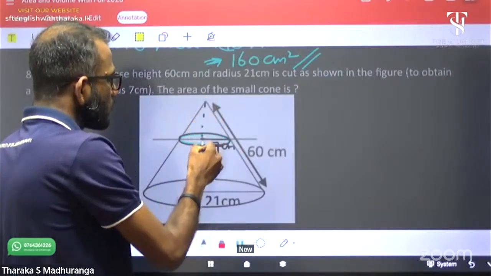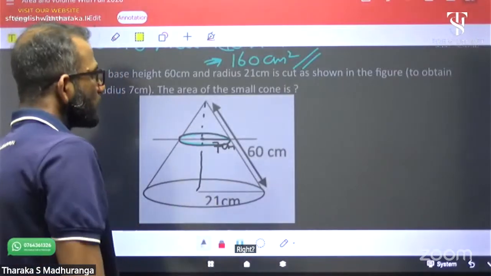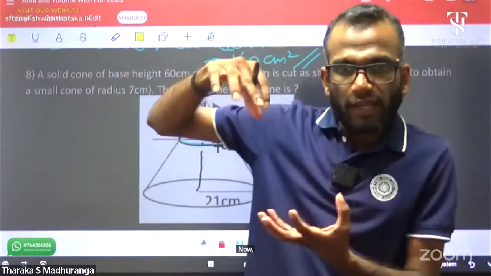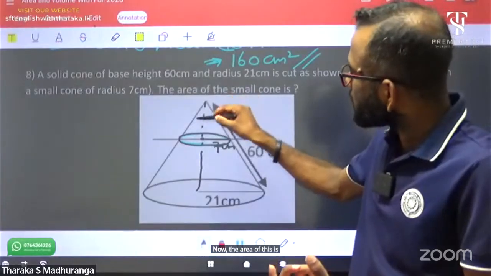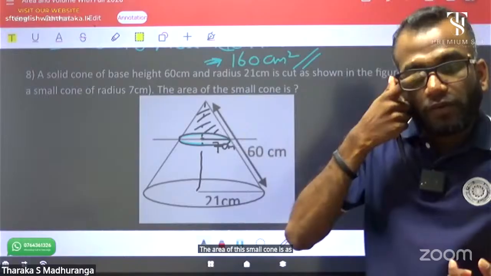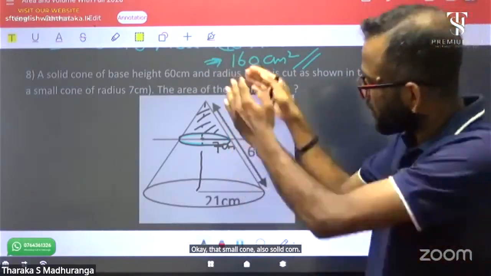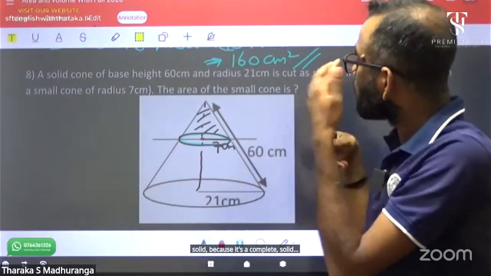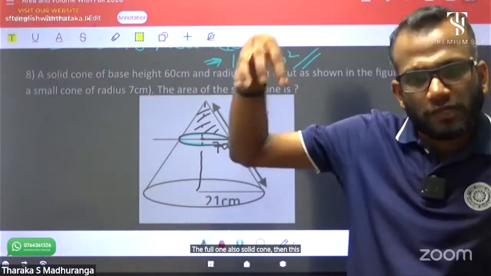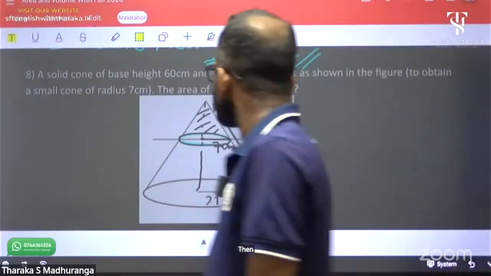Now it is a solid cone, right? The area of the small cone. Now the area of this small upper part, the area of this small cone is asked. That small cone is also a solid cone because it's a complete solid cone. The full one is also a solid cone. Then how to calculate now?